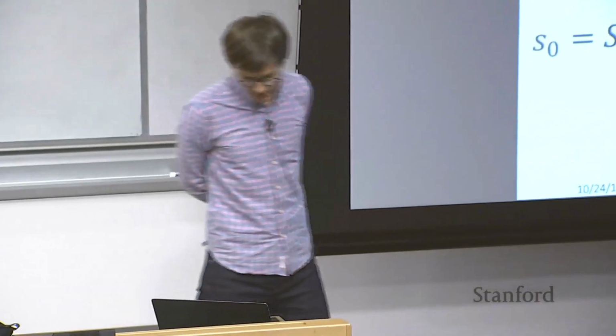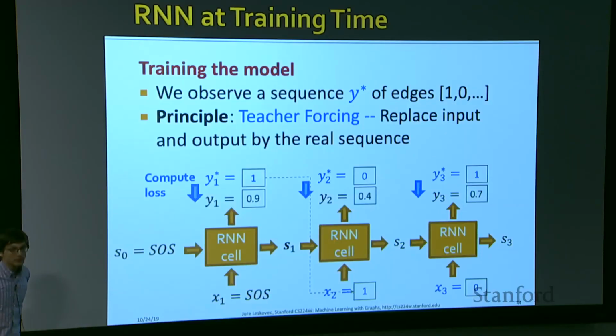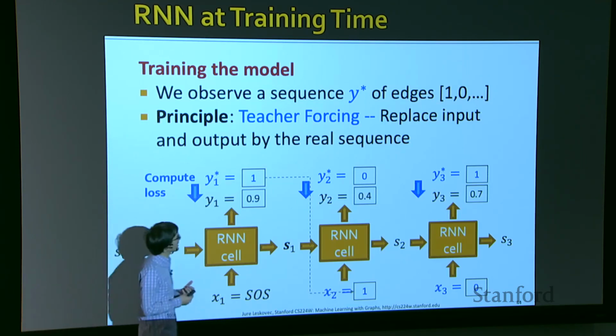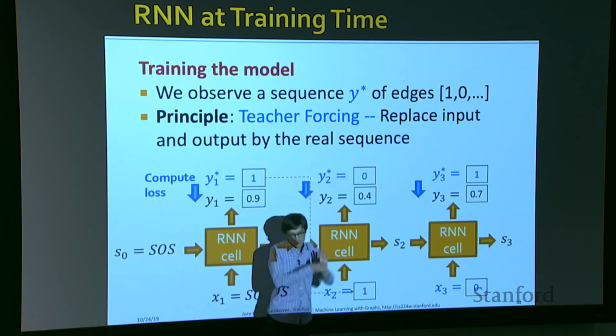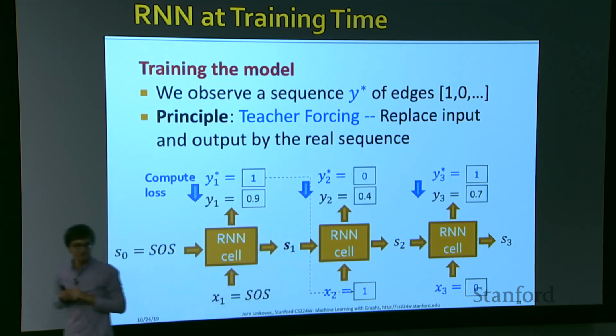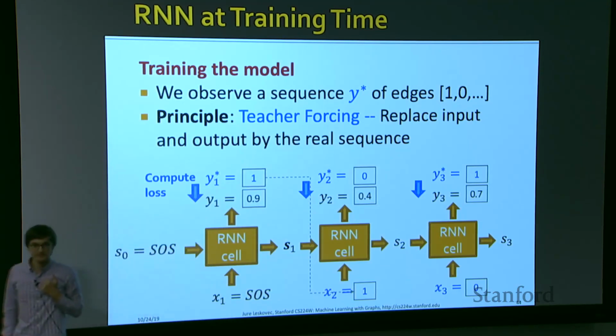All right. So now I want to say, how are we going to train the model? I now showed you how to generate. The question is, how do you train? And the way we will think of the training is, again, we have the y star to be the real sequence of edges. So what we will be applying is this notion of teacher forcing, okay?